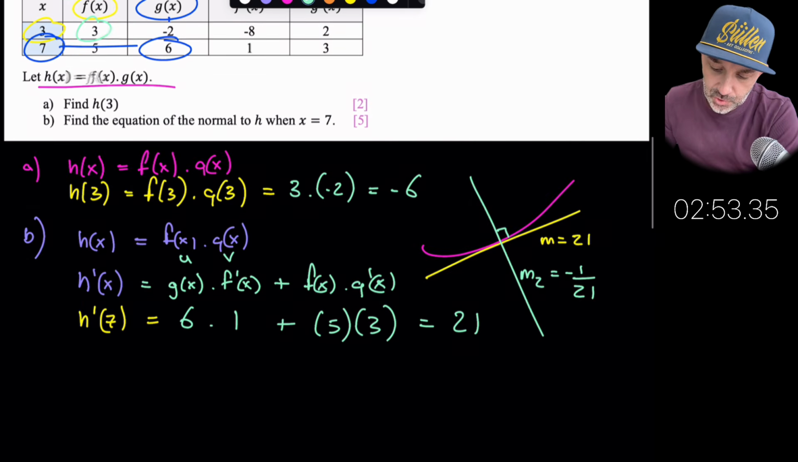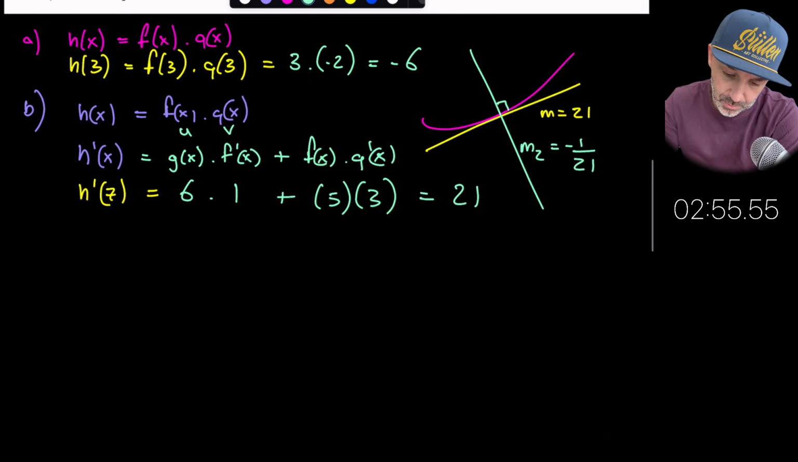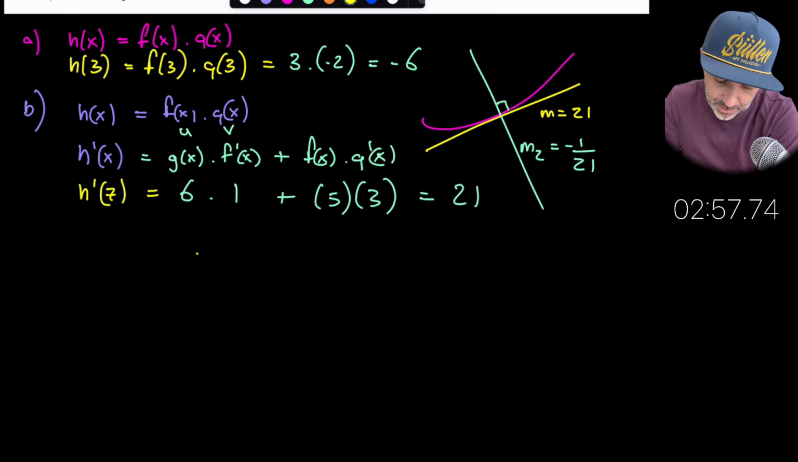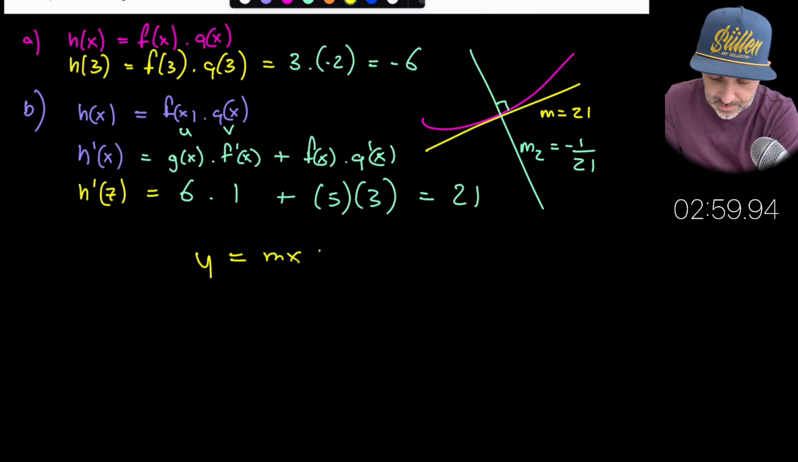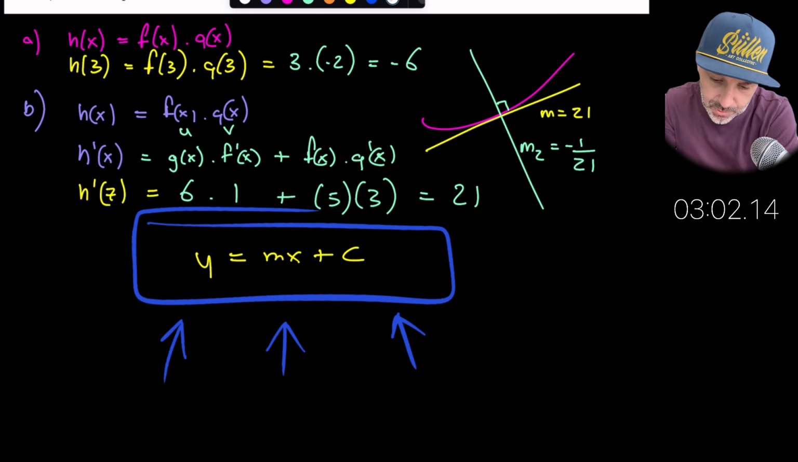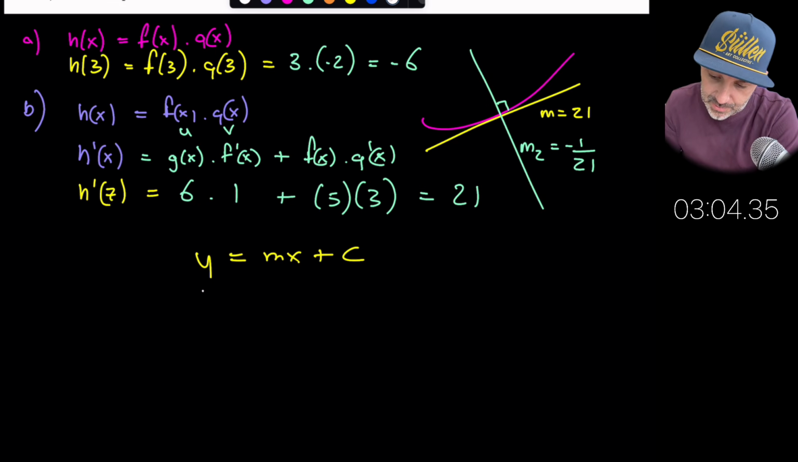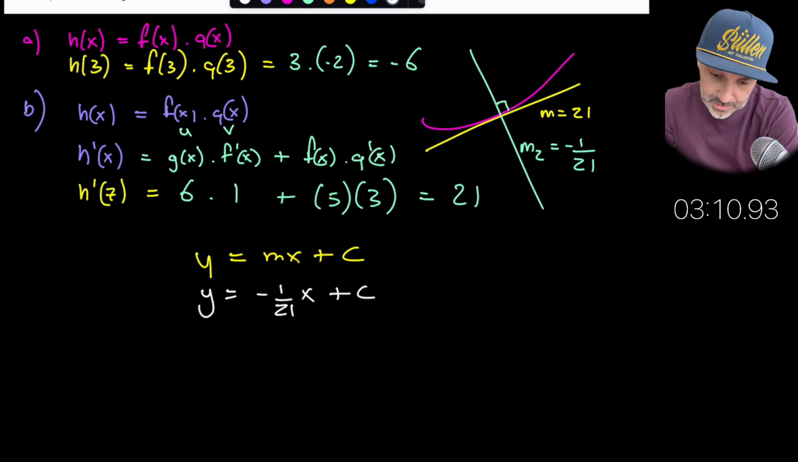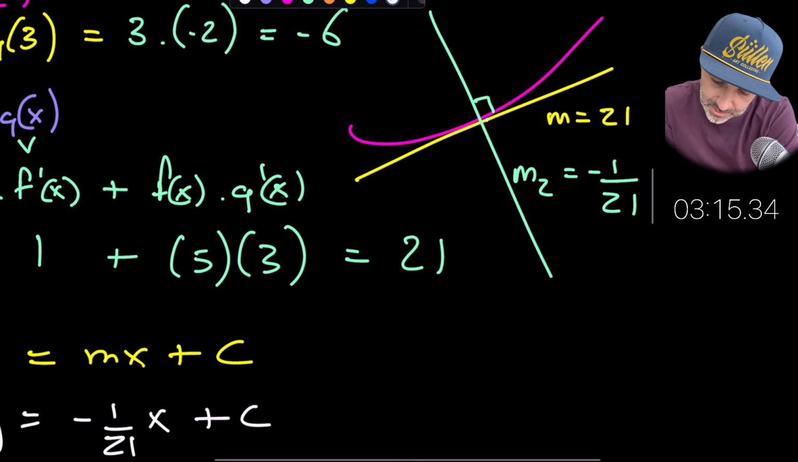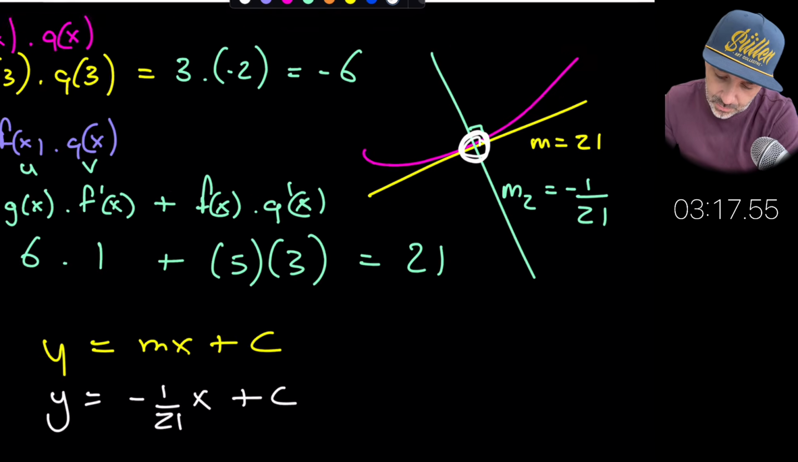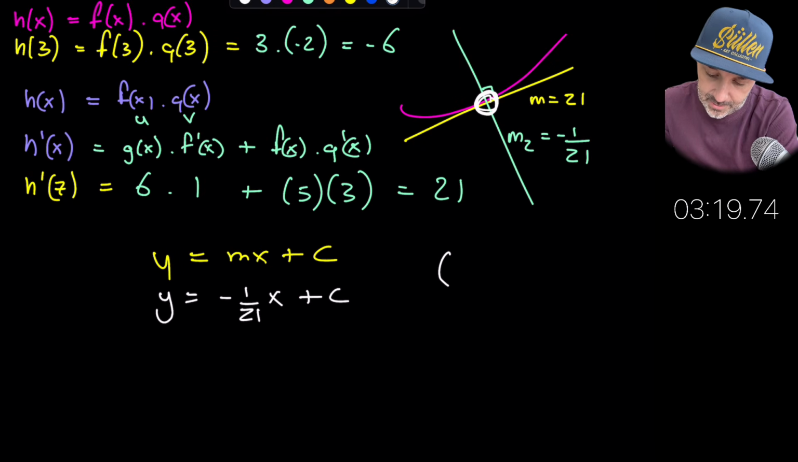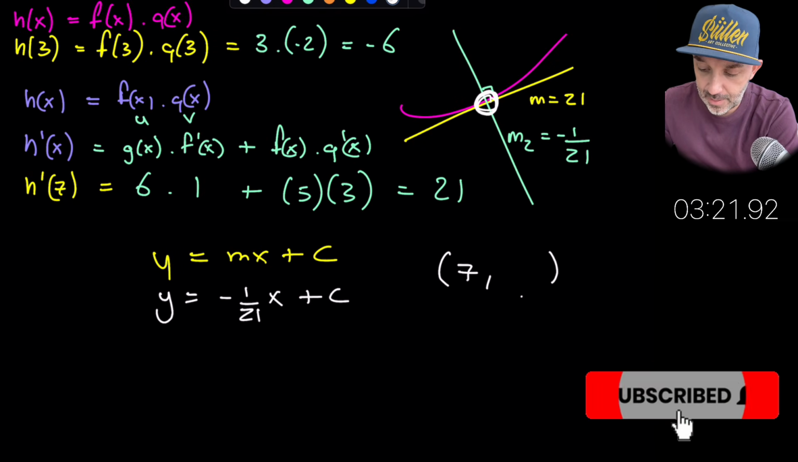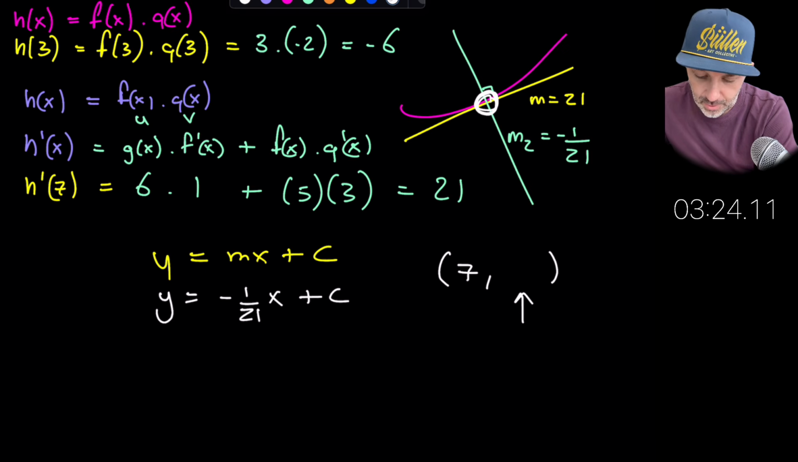Right, now that's a straight line. So what I'm going to do is use the straight line y equals mx plus c format. It doesn't ask us in the question to put it any other way, so I'm just going to use that. So we have y equals minus 1 over 21 times x plus c. Now the trick is to see a point that it passes through. We do know that it passes through x is 7, right? But we need to now find the corresponding y value. So how do I do that?